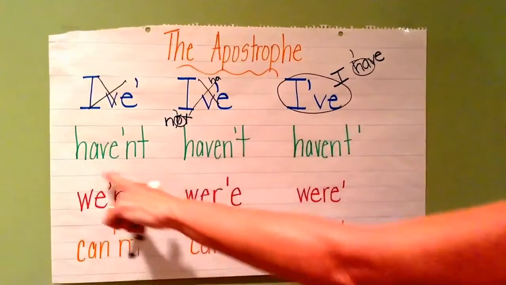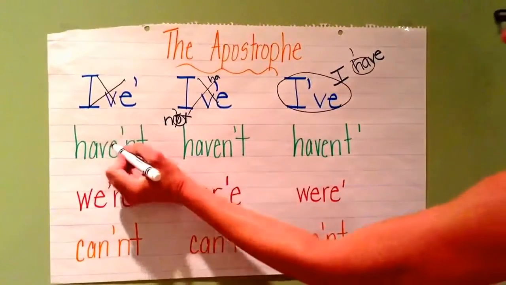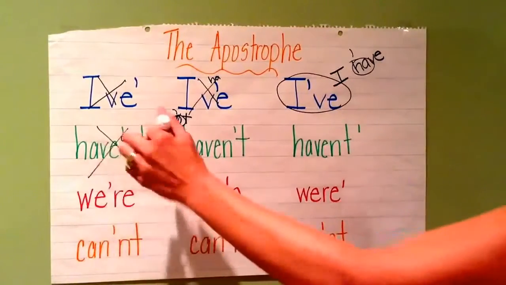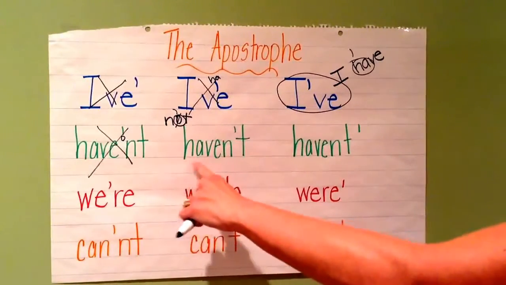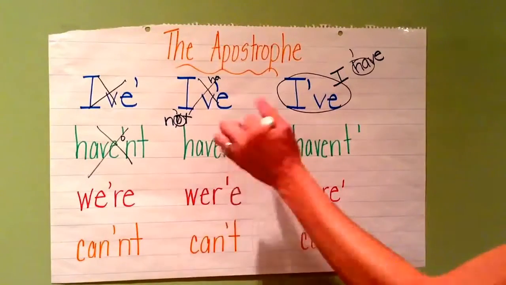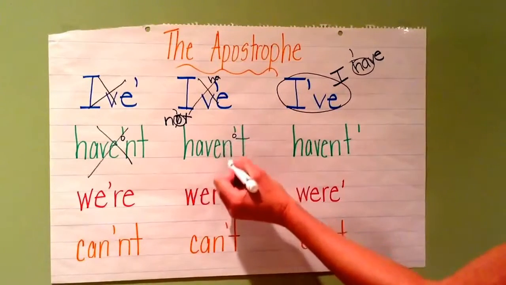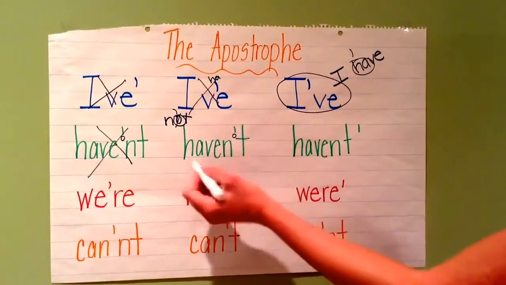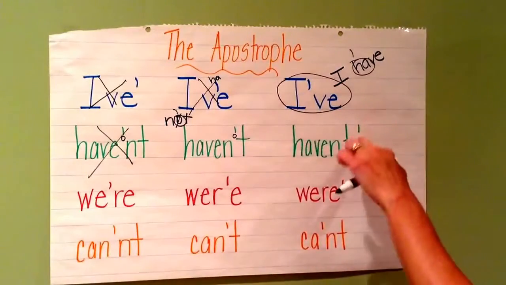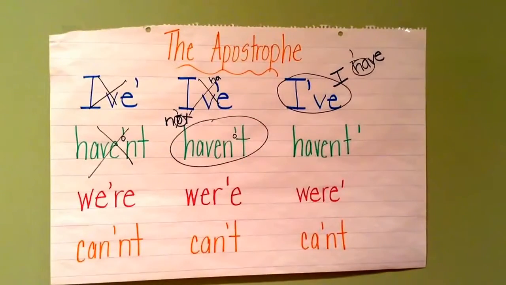So let's look closely. We have, but then we have the apostrophe. So did the O go before the N? No. Let's look here. We have, N, and apostrophe T. So did the O go between the N and the T? It did, because that's the word not. So in this group of words, you can see this one's wrong because it's at the end. Haven't is spelled correctly right here.